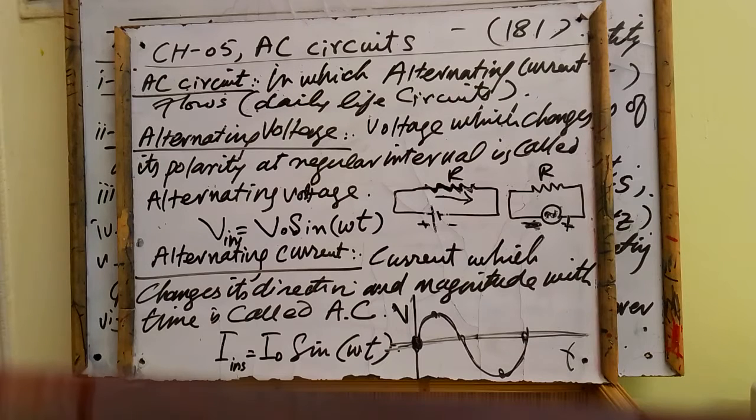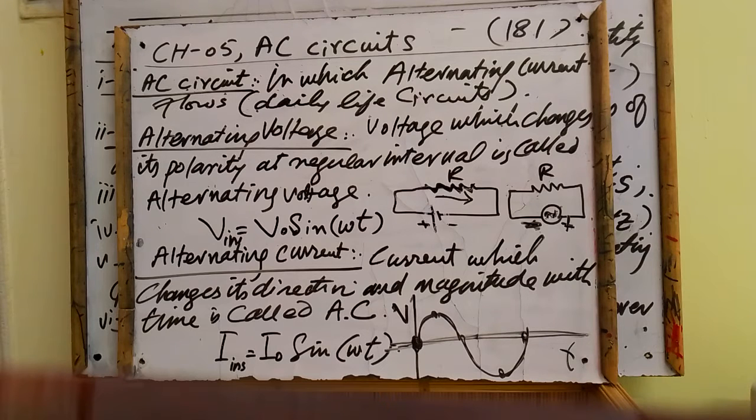This is Wajid Ali Shah, lecturer in physics, Colonel Sherhan Cadet College, Sawabi. Today I am going to start chapter number 5, which is named AC Circuits, class second year, subject physics. This chapter starts on page number 181 in the textbook.